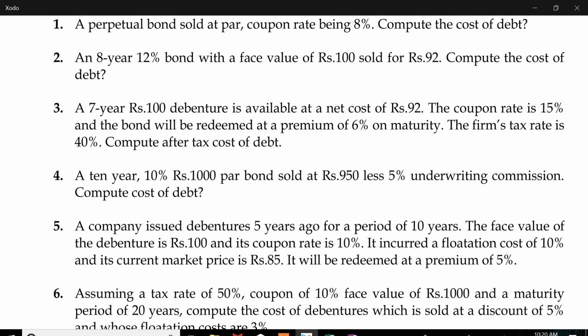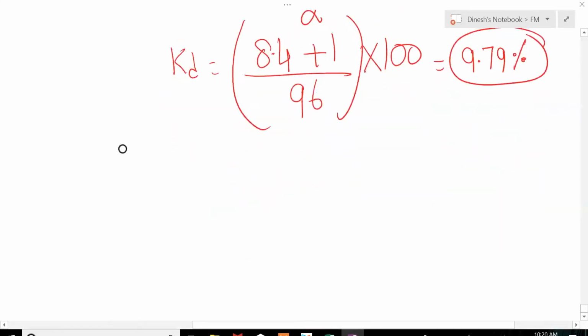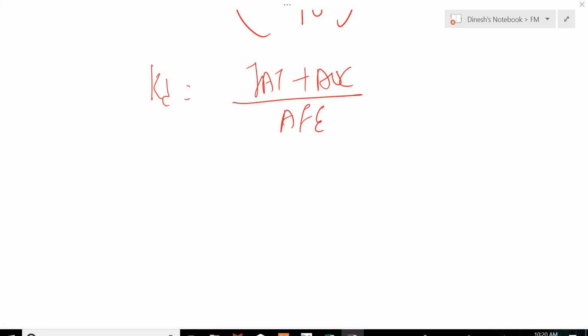KD equals interest after tax plus average other cost divided by average funds employed. Now IAT equals interest after tax.